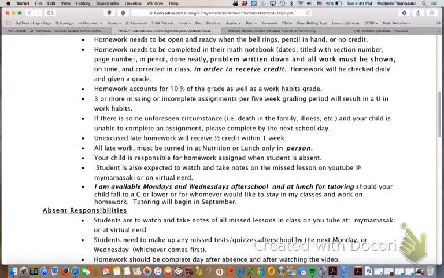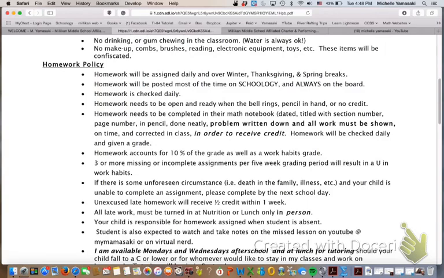Basically, homework is given 7 days a week. We also give homework over the winter, Thanksgiving, and spring breaks. Now, should we get all of our material done, I may opt to not give it over the winter break, but we definitely will be having it over Thanksgiving because they'll be coming back to finals. Homework will be posted on Schoology, and it's always on the board. Students may take a picture of it.